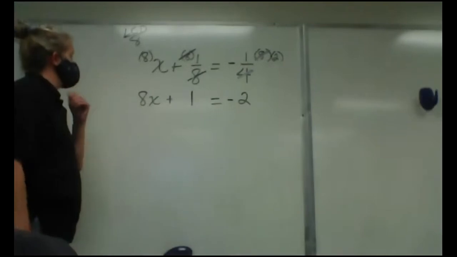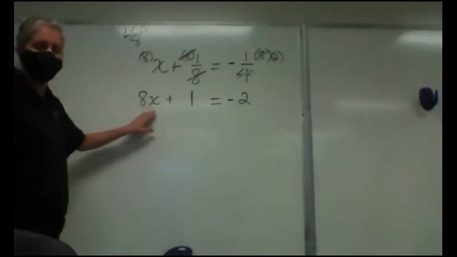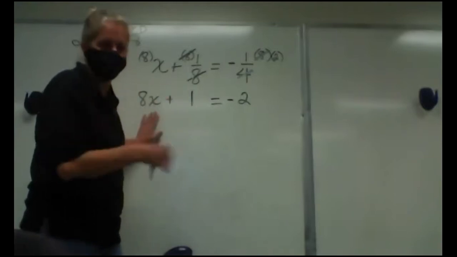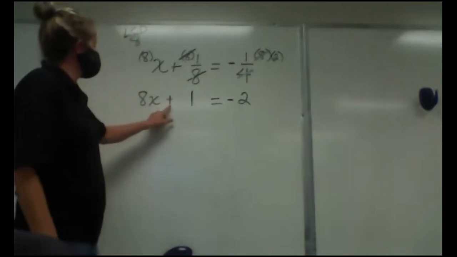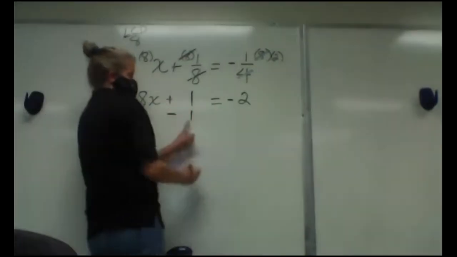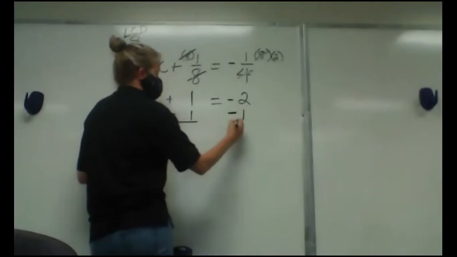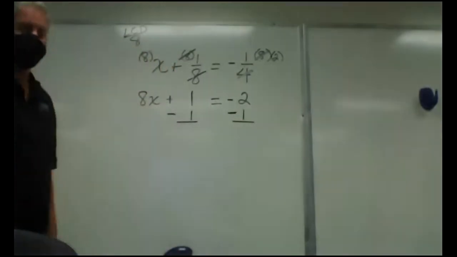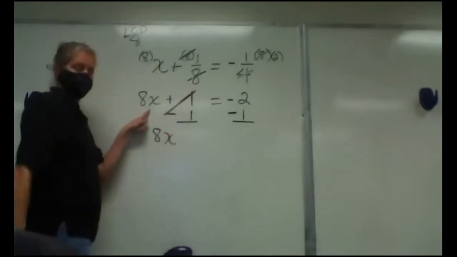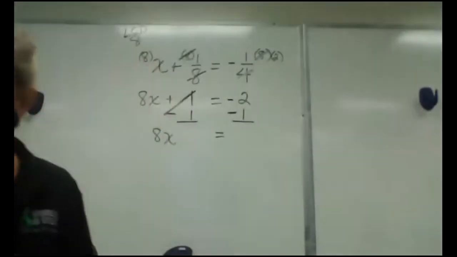Now, this also brings in something else new to this kind of solving, is there's a number hooked on to the x. You're not going to worry about that until the very last step, every time. So let's get rid of the plus 1 with a minus 1. If I do it to one side, I've got to do it to the other. So that cancels. I've still got 8x over here. Equals, I have negative 2 minus 1, if you want to do that in your calculator.